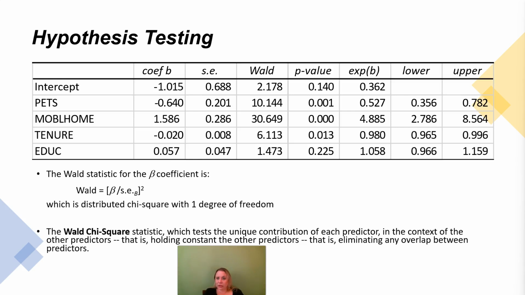But yeah, the level of education was not a statistically significant contributor to the model, and therefore we can determine that it wasn't a useful predictor. We can look at it here as an output of the lower and upper ranges on the odds ratio. If you exponentiate your coefficient, you get your odds ratio. If you take the exponent of the coefficient for pets, negative 0.640, you will get 0.527.